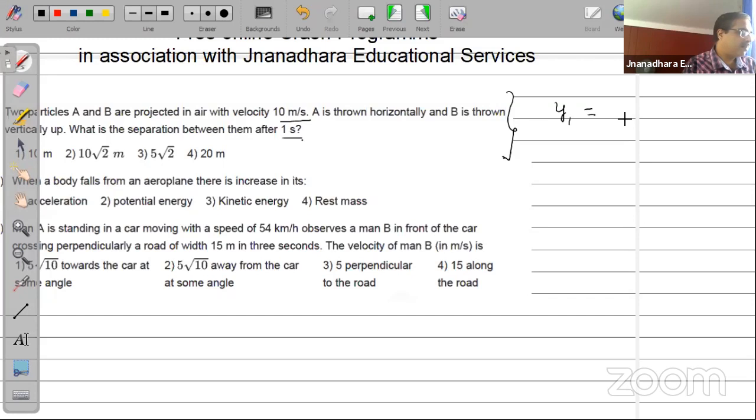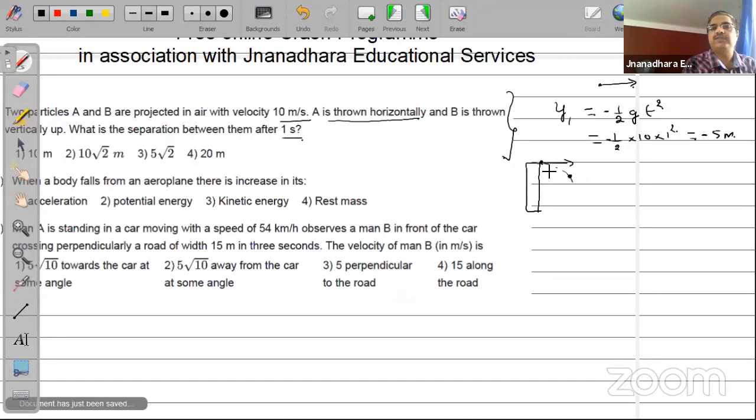y1 is when the particle is projected horizontally. For a horizontally thrown particle, y1 will be equal to half g t square. After 1 second, that is half g, which is 10, into 1 square. So what will I get this to be equal to? Minus 5 meters. Minus 5 means that, if you consider the particle from where it is thrown, it has come down by this height, and this is your y1.